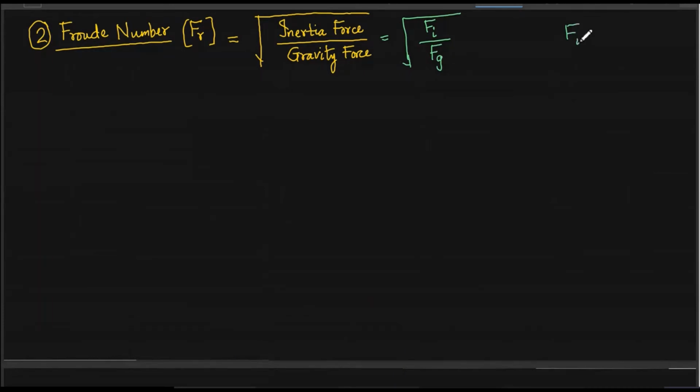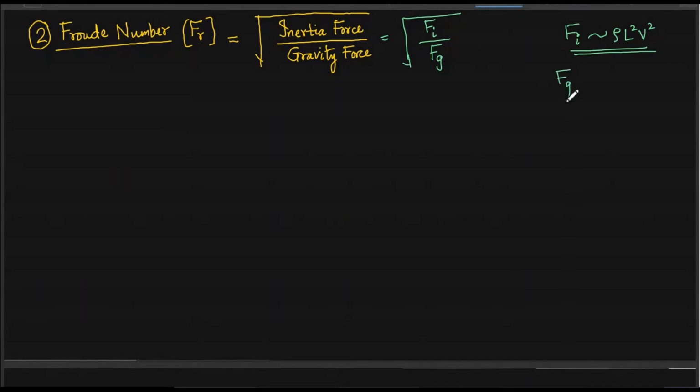So Fi is of the order of either rho L square V square or rho A V square. So when you write, you write it in this form. So this is Fi. But what about Fg?